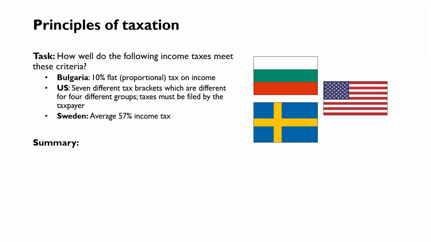If we're going to boil what makes a good tax down, in summary, we want it to be fair to different people. We want it to be easy for the government and for people to pay, and we want it to be efficient, minimising the impact on the operation of the market mechanism.